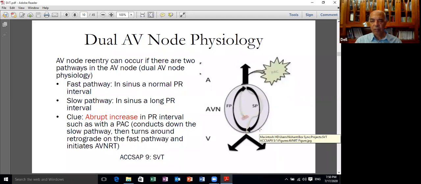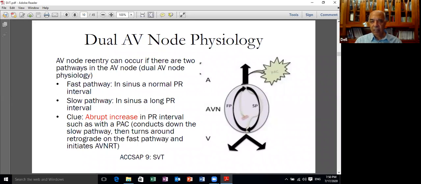It's slow conducting because it's poor in sodium channels, but it has a short refractory period because the action potential duration is short. So it conducts in the slow conducting pathway down to the ventricle to activate both ventricles. By that time, the refractory period of the fast pathway will be recovering. So the impulse, in addition to going down to the ventricle, goes up the fast pathway to activate the atrium. If that occurs once, that's an echo beat. If that occurs twice, that's a couplet. If that occurs three times or more, that's a supraventricular AV nodal re-entry tachycardia.